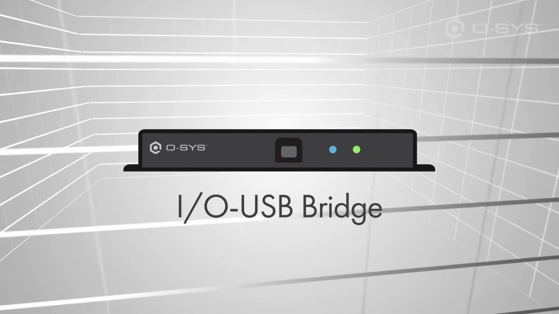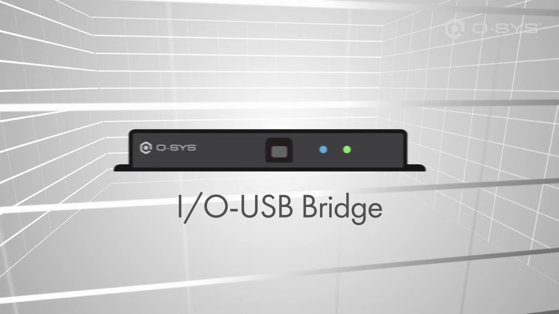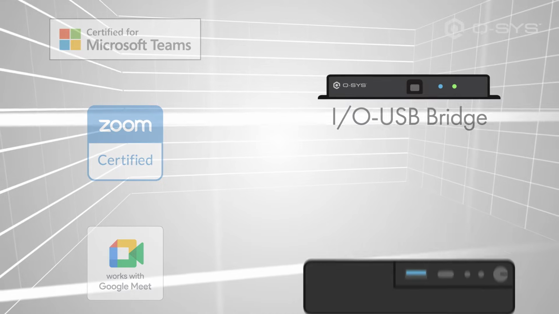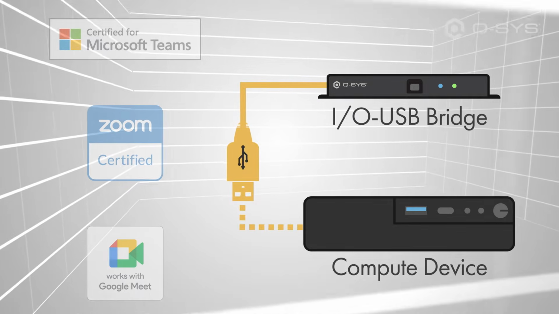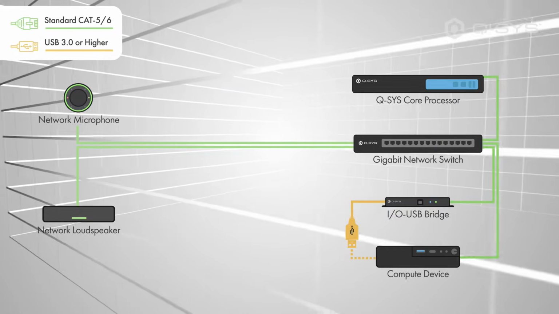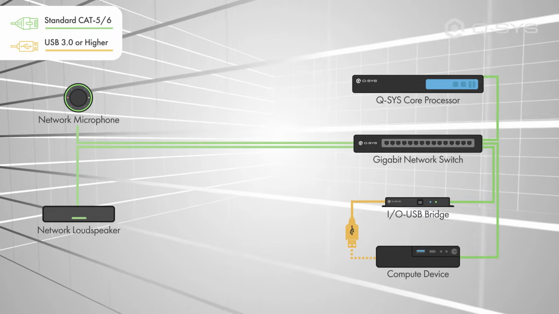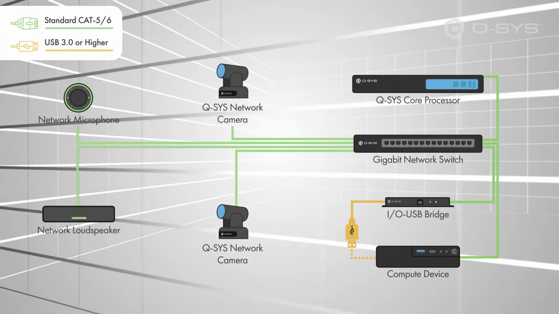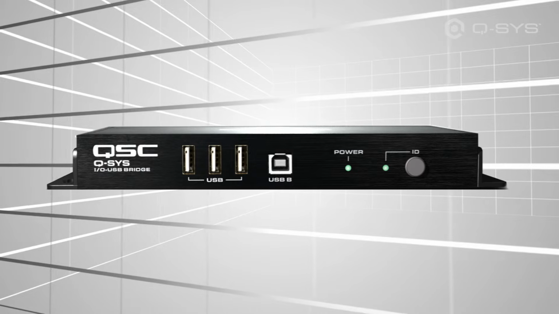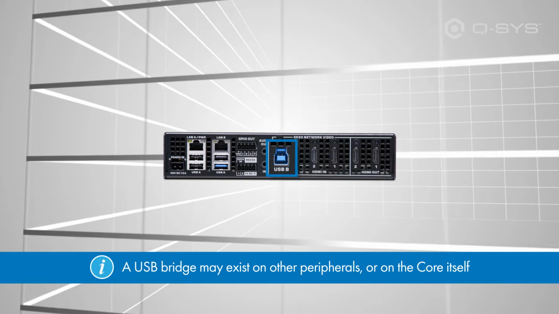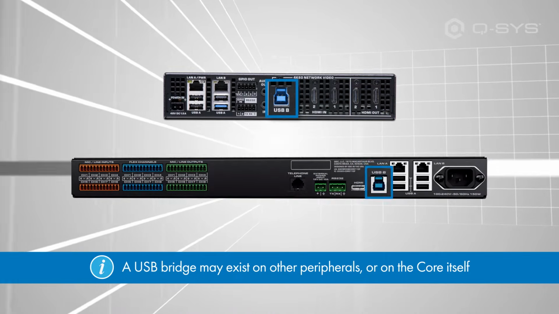Next on our list of peripherals are the AV to USB bridging devices, ideal for integrating UC platform applications like Google Meets, Microsoft Teams, Zoom, etc. A USB bridge allows a single USB cable to deliver multiple audio channels and video to a PC or laptop. This lets your compute device take full advantage of the Q-SYS audio system in your room, as well as receive Q-SYS video camera streams to deliver to your conferencing application to use instead of its default camera. A USB bridge may be a dedicated peripheral device, but a USB bridge may also exist as an additional feature on other peripherals or on the core itself.